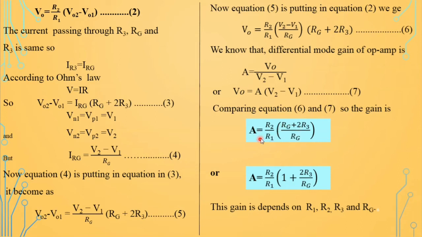So A is the differential mode gain, A is equal to R2 divided by R1, because here is the RG, here is also the RG, we can write 1 plus 2R3 divided by RG. So this gain totally depends on resistances R1, R2, R3 and RG. This is our final equation of gain, and on the basis of this equation we will solve the problems.